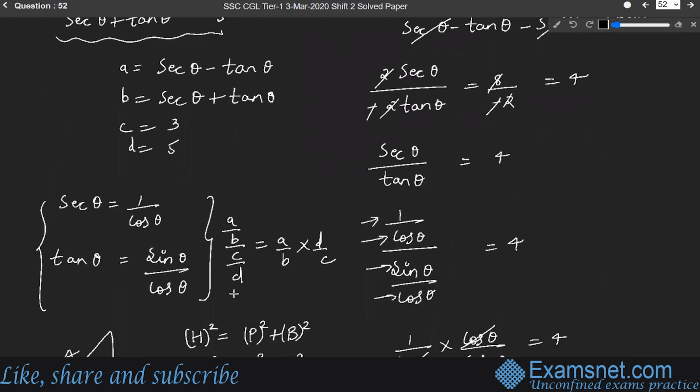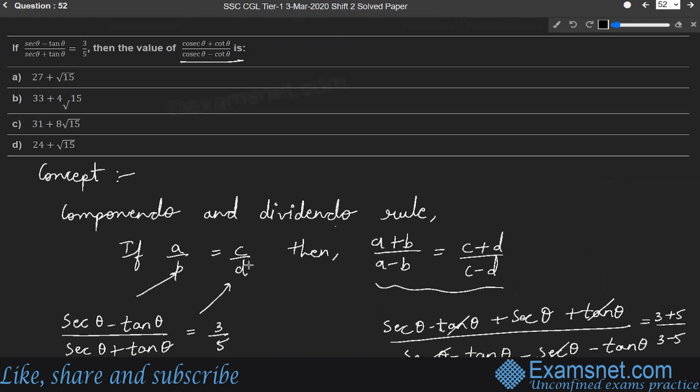Now, let's have a look at the options. Out of all the given options here, the correct option is option C, which is 31 plus 8 root 15. I hope this question is clear to you. The main and very basic concept that you have to remember is the concept of the componendo and dividendo rule. So I hope now it is clear to you.